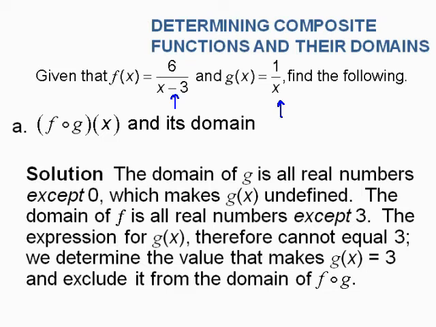If I take that 1 over x and plug this function into the other function, it's going to impact it. So what we want to do is find the value that makes g of x equal 3 and exclude it from the domain of f of g of x.